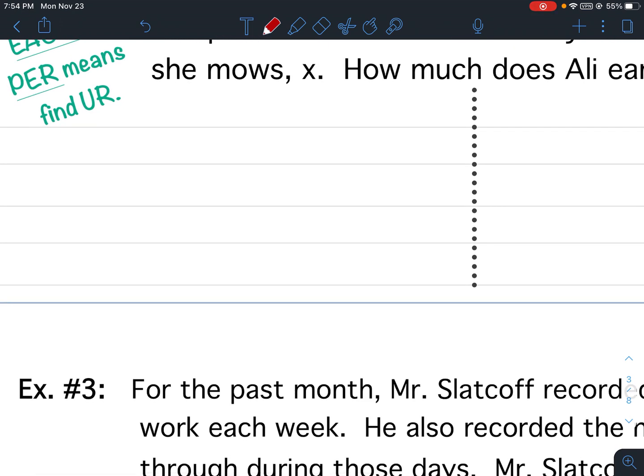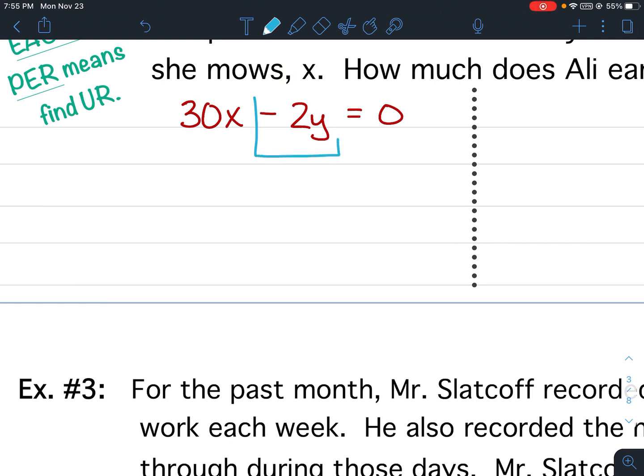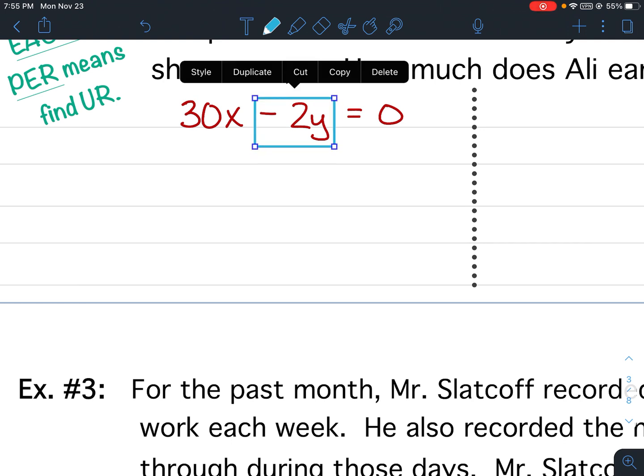So I'm going to write down the equation, which is 30x minus 2y equals 0. So this will be a two-step equation.